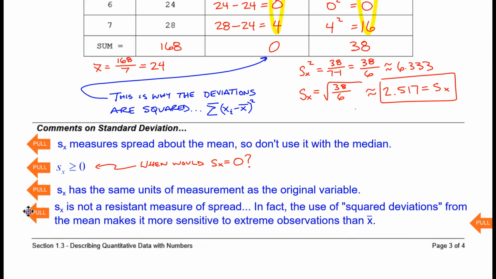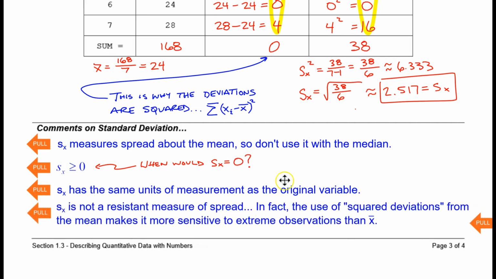Okay, S sub x is not a resistant measure of spread. In fact, the use of squared deviations from the mean makes it more sensitive to extreme observations than x bar. Remember, a resistant measure is one that resists the pull of extreme observations, and the standard deviation does not do that.